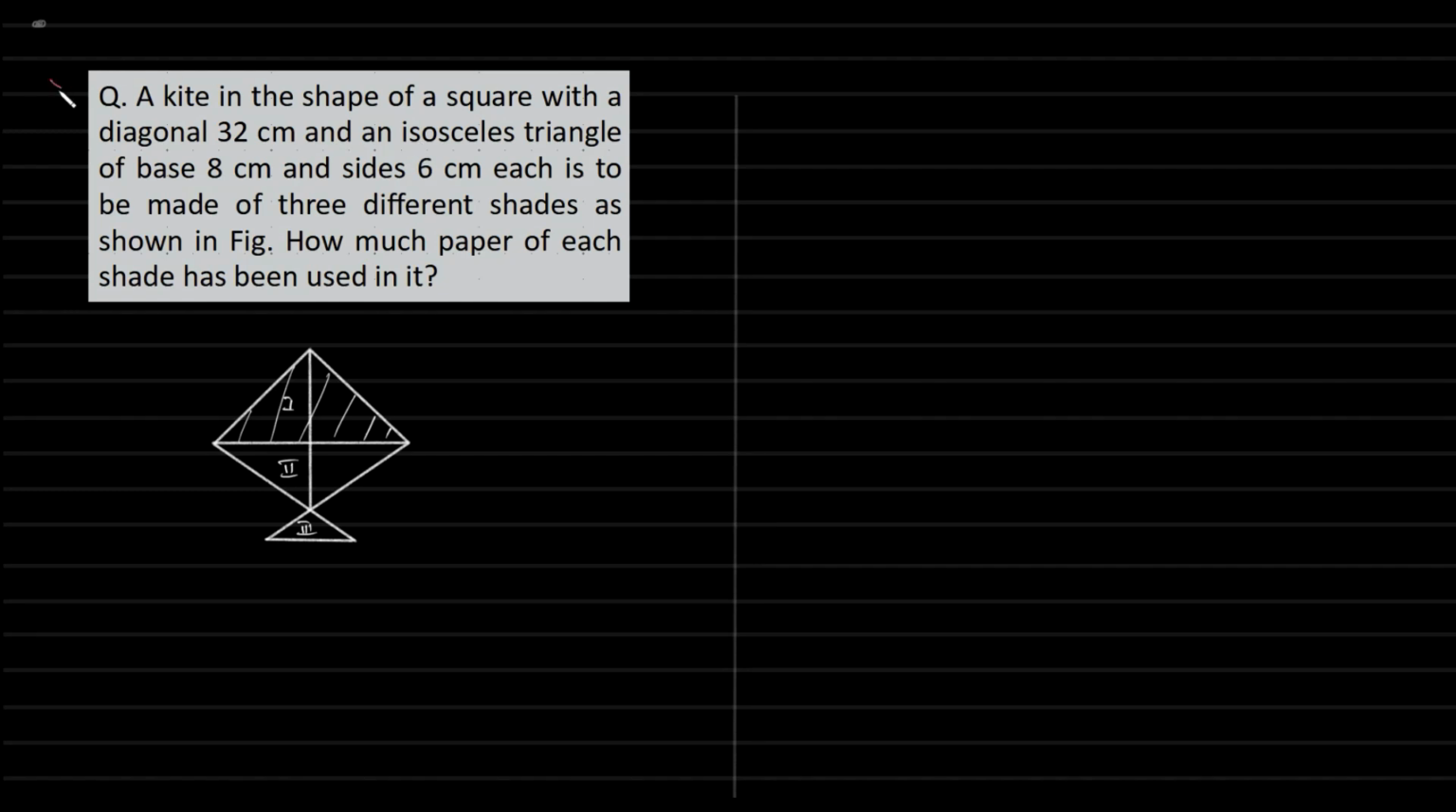A kite in the shape of a square with diagonal 32 centimeter and an isosceles triangle of base 8 centimeter and side 6 centimeter each is to be made of 3 different shades as shown in the figure. How much paper of each shade has been used in it? So pause, think over what are the things that is given. I would like you to fill this figure up with the required values.